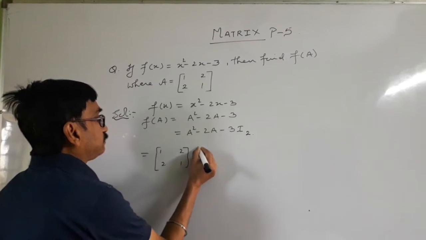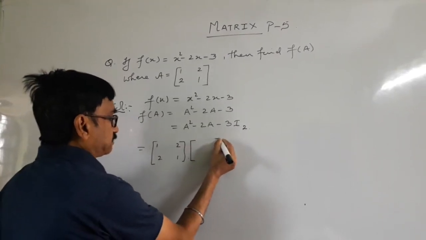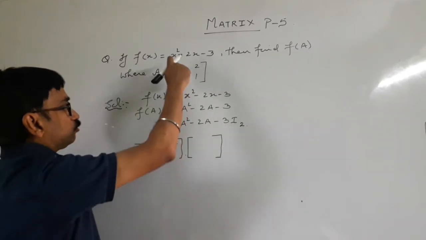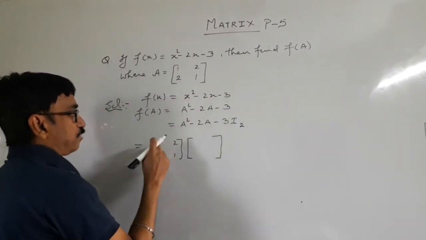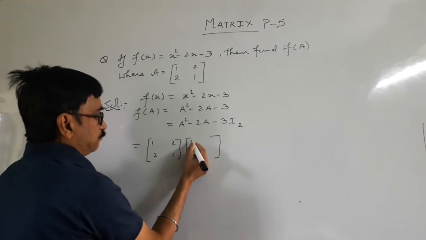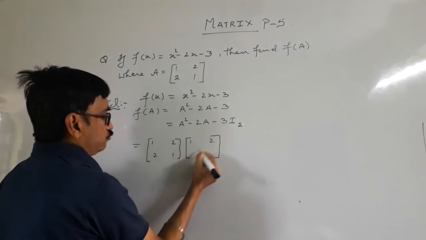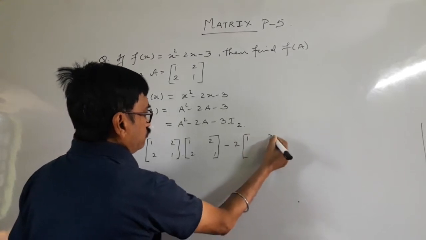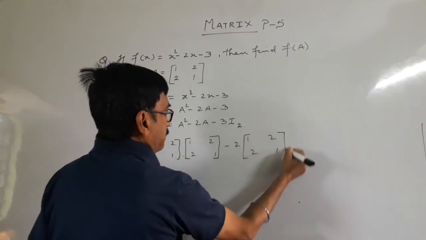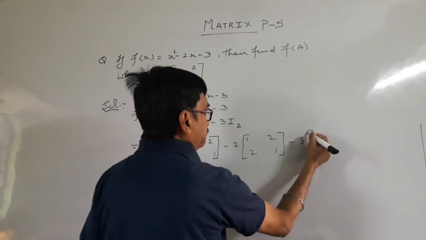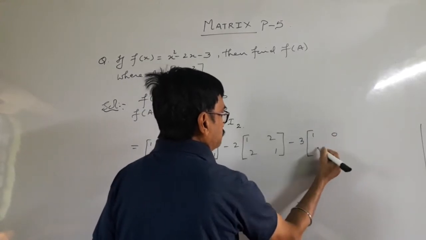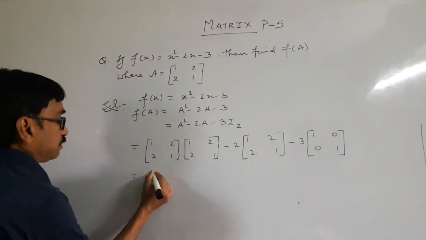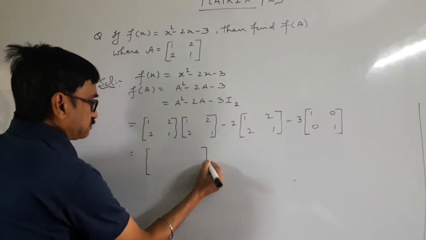A square means we have to multiply this matrix 2 times, that is not to square the elements, but we have to find out the product of the matrix A. 1 2 2 1 times 1 2 2 1, minus 2 times 1 2 2 1, and minus 3 times identity matrix 1 0 0 1 of order 2 by 2. Now we have to multiply these two matrices.